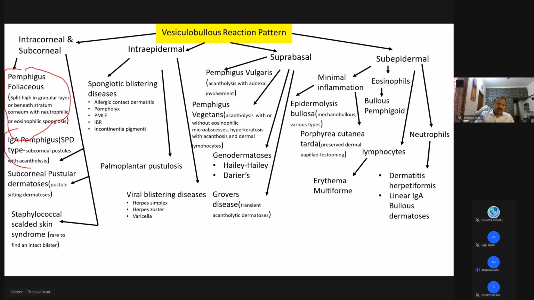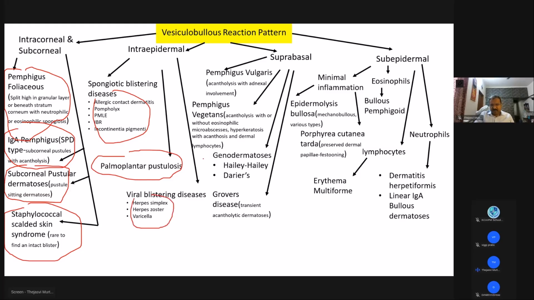IgA pemphigus is a little rare. Subcorneal pustular dermatosis, what is the characteristic feature? It is a pustule sitting dermatosis. In staphylococcal scalded skin, the entire epidermis can be necrotic. Spongiotic blistering diseases: so many entities are spongiotic blistering diseases. Then you have palmoplantar pustulosis. Then we have the herpes blistering diseases. Then we have suprabasal bullae with pemphigus vulgaris, acantholysis and adnexal involvement, and pemphigus vegetans where there is epidermal hyperplasia with microabscess. These genodermatoses you should also remember.